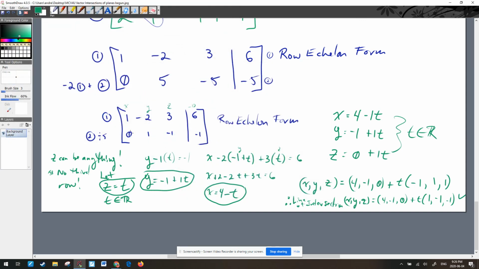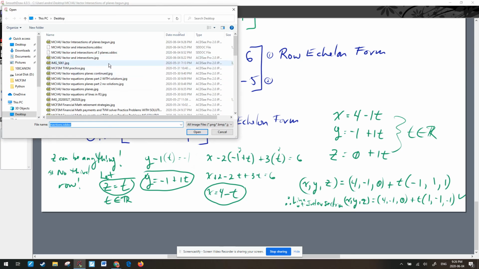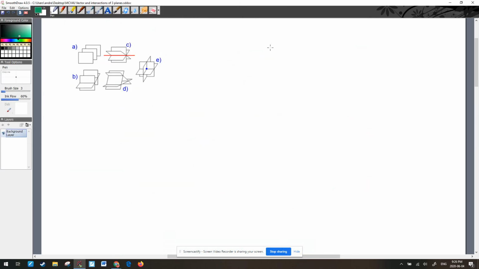So that's lovely. Now file, open. We're going to keep going. File, open. And I've got something in this one. It's exciting. And I didn't want to draw it by hand. So look what we've got. This is where it gets fun. I'm going to go red because this is spicy, children. Intersections of 3 planes.